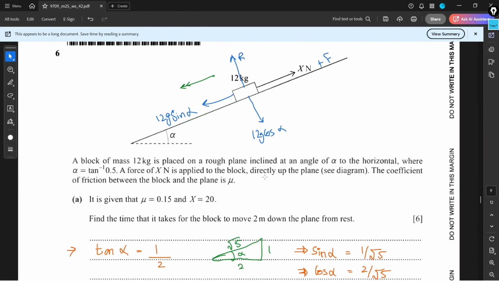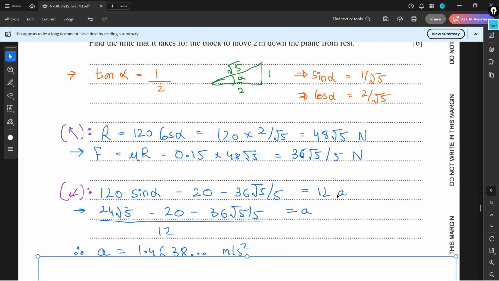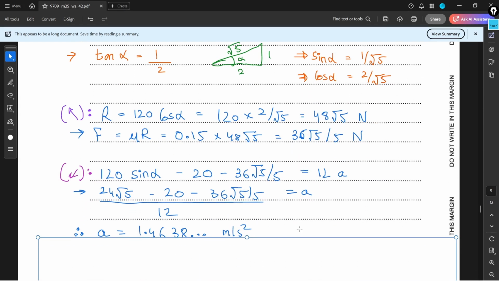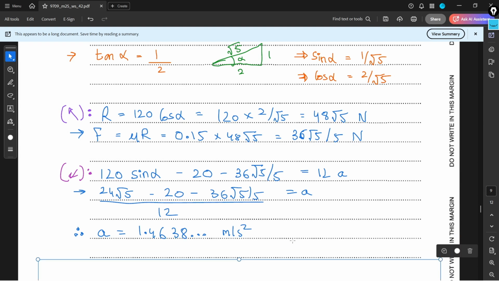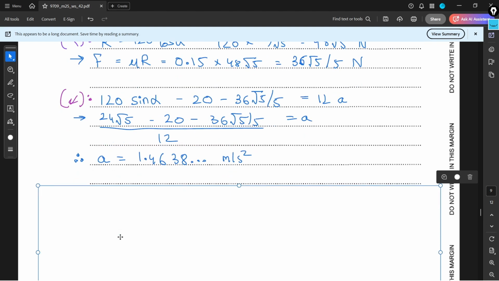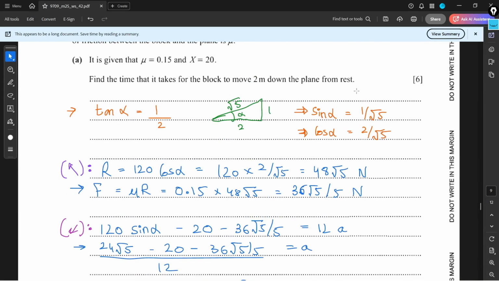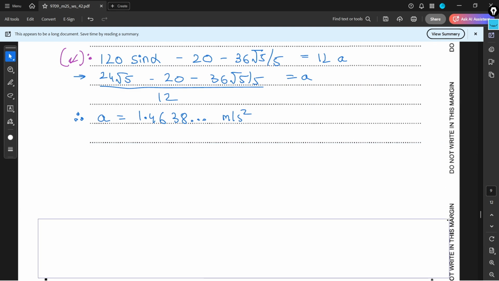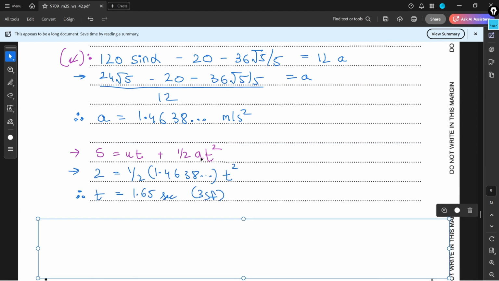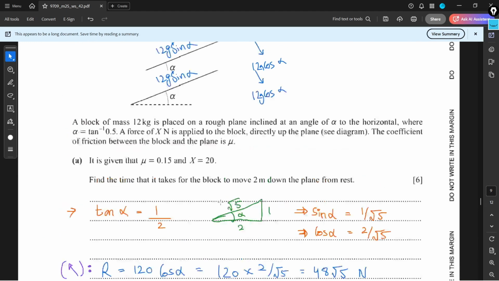The mass of the block is 12 kilograms, and that is what gives 12a. Solving this equation directly on the calculator, I got the value of the acceleration as 1.4638 something meters per second squared. Now that I have the acceleration, let me use SUVAT equations to find the time. Initially, note that the block was at rest, so the value of u becomes 0. Then implementing s is equal to ut plus half at squared, the distance it's going to travel is 2 and the acceleration is 1.4638. Using this formula, I'll get 1.65 seconds correct to three significant figures. That is how you solve the first part of this question.